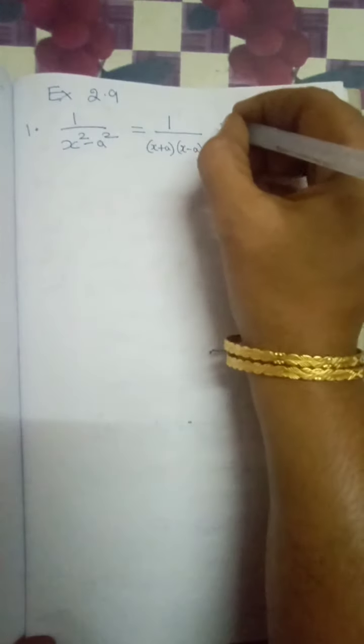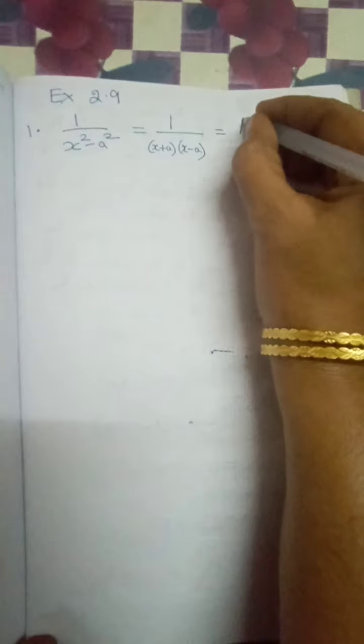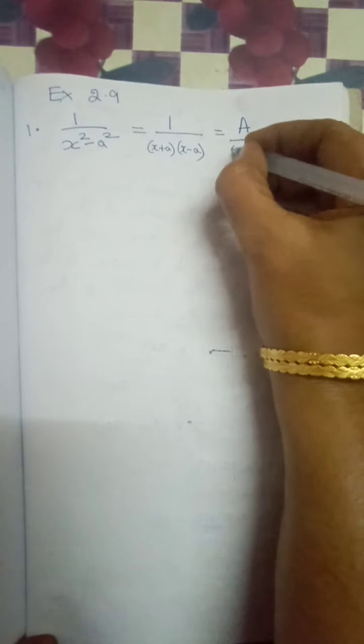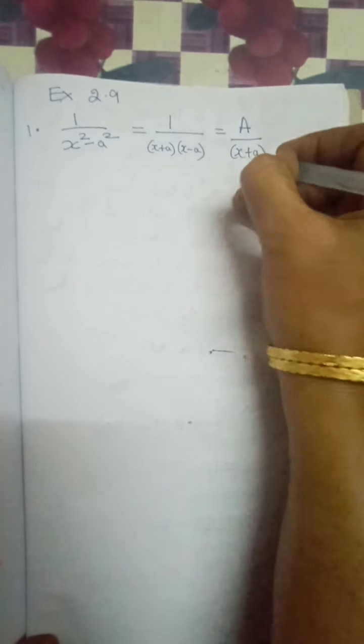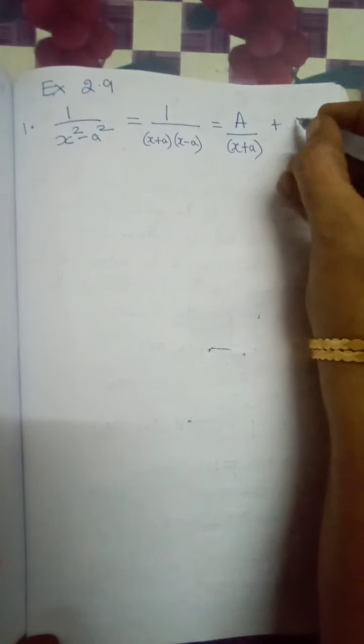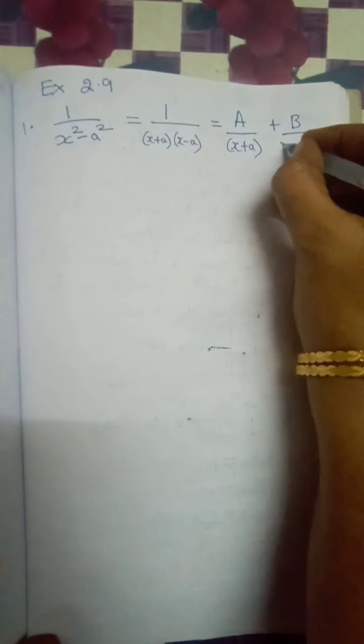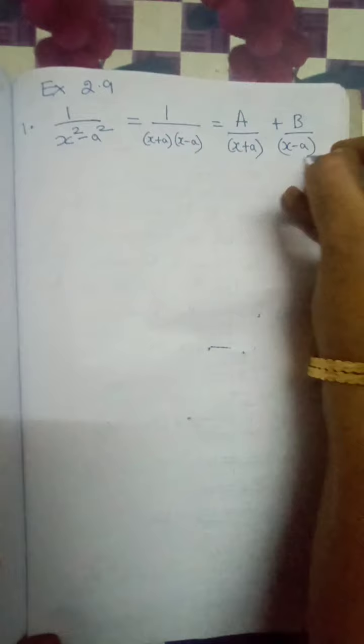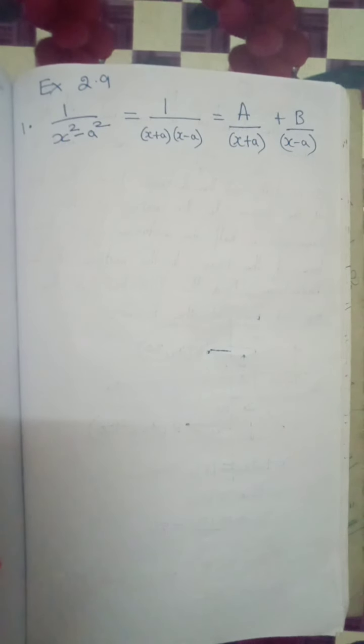Here how many linear factors are there? 2. So I can split into 2 fractions. First one I will have a by x plus a. Next I should write b by x minus a. Now this value of a and b we have to find out. I hope the basic step is clear now.